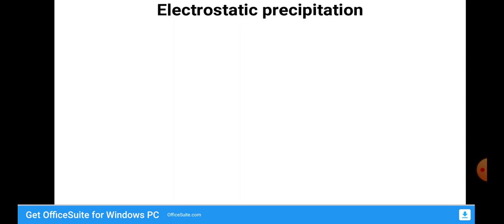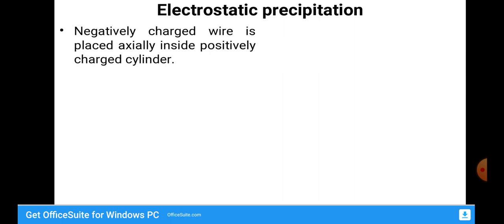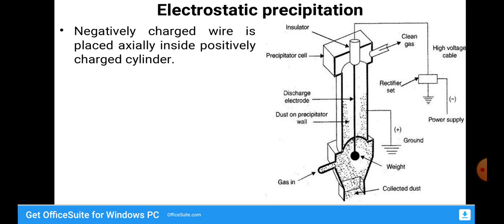The next method for particulate air pollutant sampling is electrostatic precipitation. As the name suggests, electricity is used for sampling of particulate air pollutants. Here, a negatively charged wire is placed axially inside a positively charged cylinder. So here is a diagram of the electrostatic precipitation technique. This equipment is known as an electrostatic precipitator, ESP.